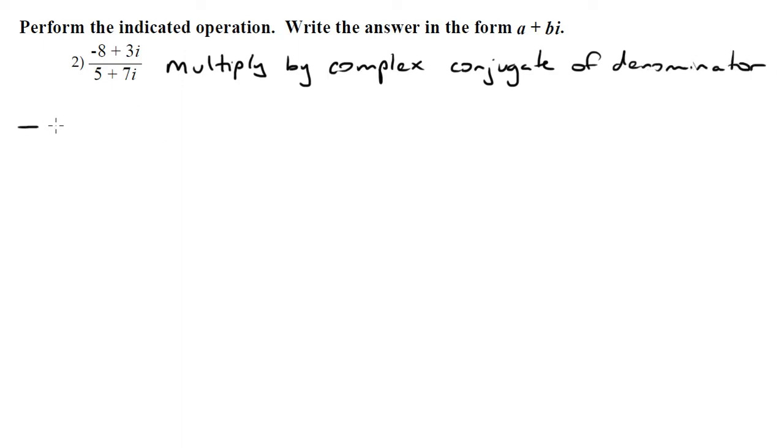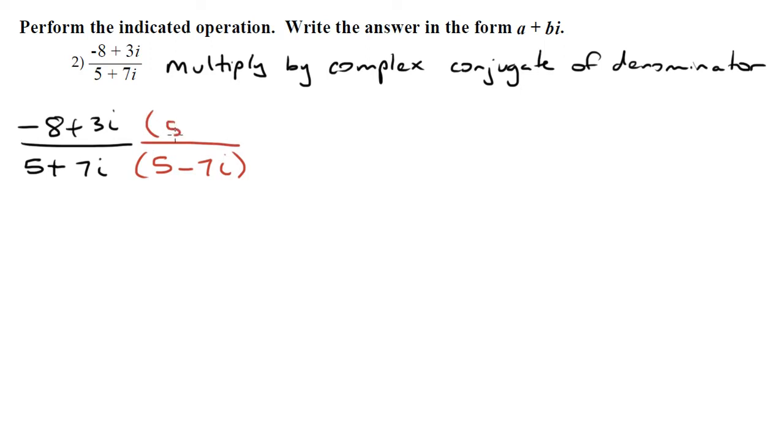Complex conjugate. So I have negative 8 plus 3i divided by 5 plus 7i. So the denominator is 5 plus 7i. The conjugate of that is 5 minus 7i. And that's what I multiply by in both numerator and denominator. It's like I'm multiplying by 1. I'm not changing the value of the overall rational expression, the overall fraction.